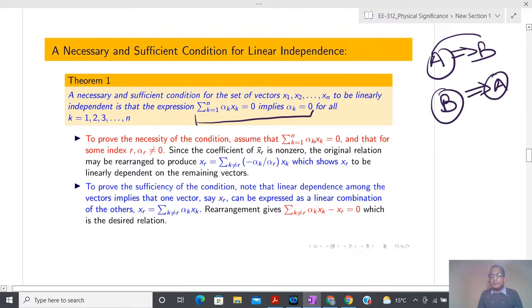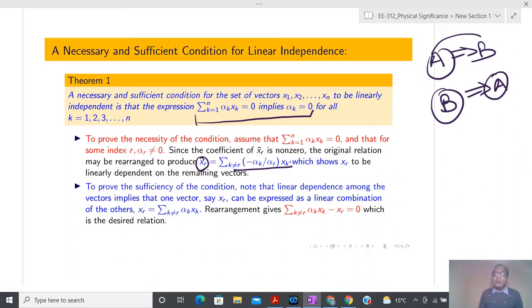Suppose that one of the coefficients alpha k is non-zero. It is possible to show that that particular vector can be represented as a linear combination of other vectors. Okay, so it means that I cannot assume that any coefficient alpha k is non-zero. That is the basic idea of the proof. Here x bar is not there.